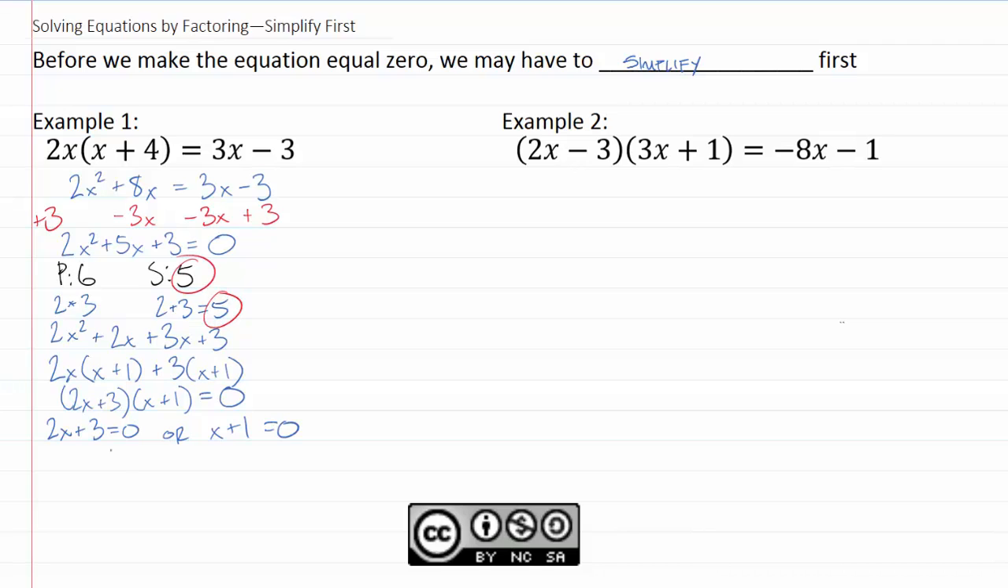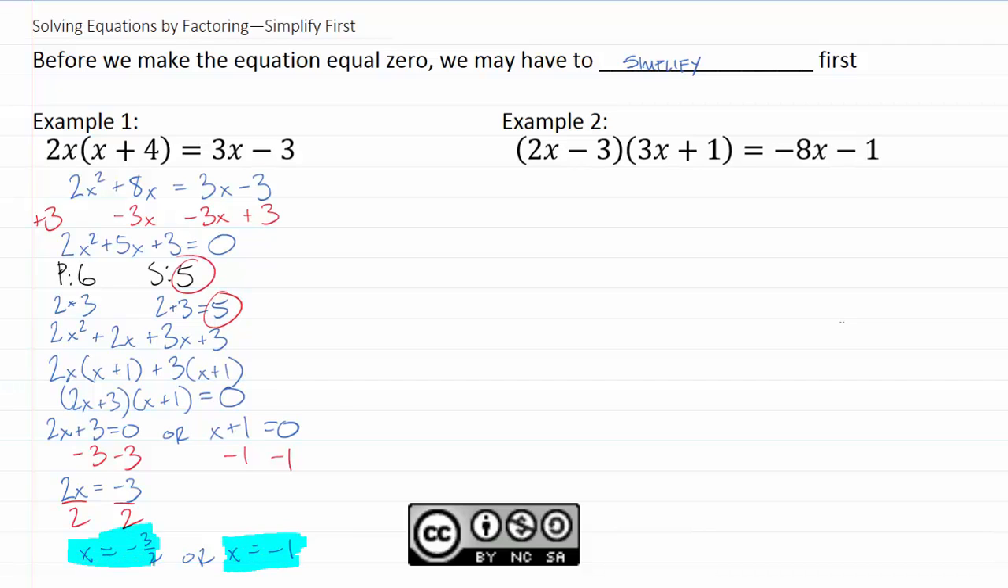We solve both of those, so I'll just subtract 3 from both sides here to get x alone. 2x equals negative 3. I divide by 2. And we see that x equals negative 3 halves. As for x plus 1 equals 0, I'll simply subtract 1 from both sides, and I get x equals negative 1. So remember, we have two possible answers, and we have now found both of them.